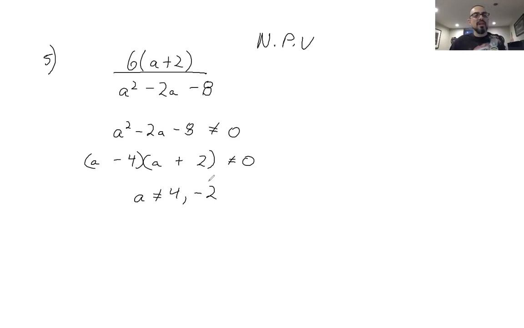A can't equal 4 and -2. Again, if you substitute back in there, you'll be dividing by 0. I think that's all I really have to say about what a rational expression is or isn't, and what to do with non-permissible values. I mean, I can show you something a little bit more sophisticated.